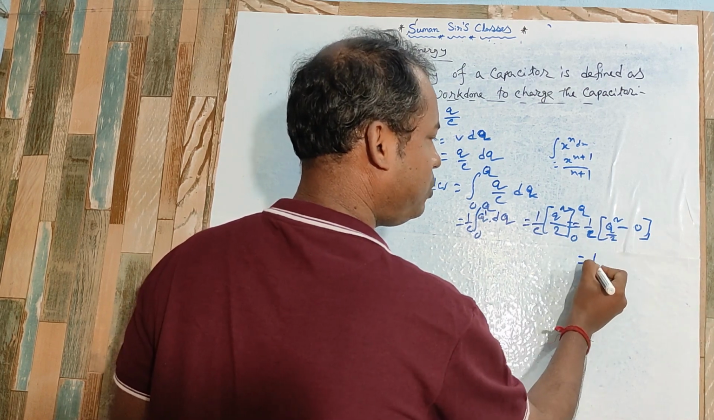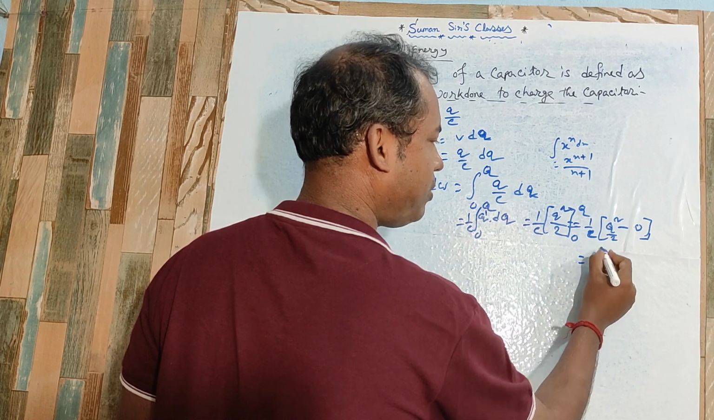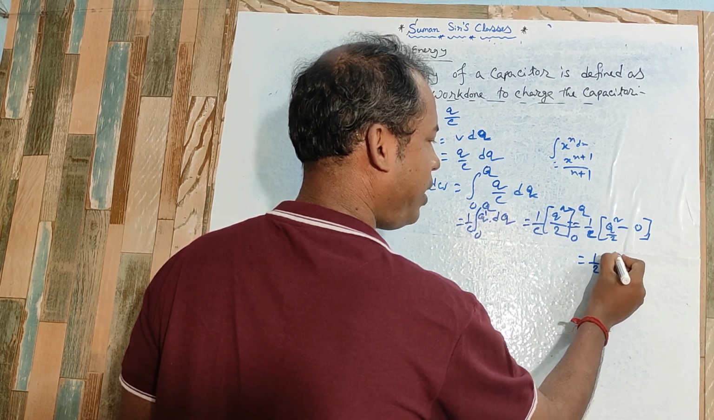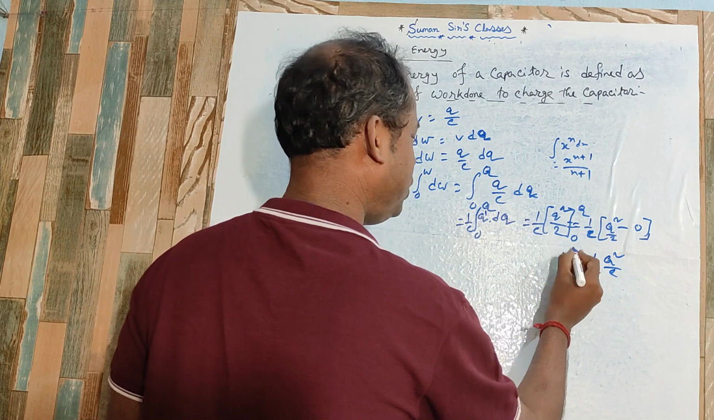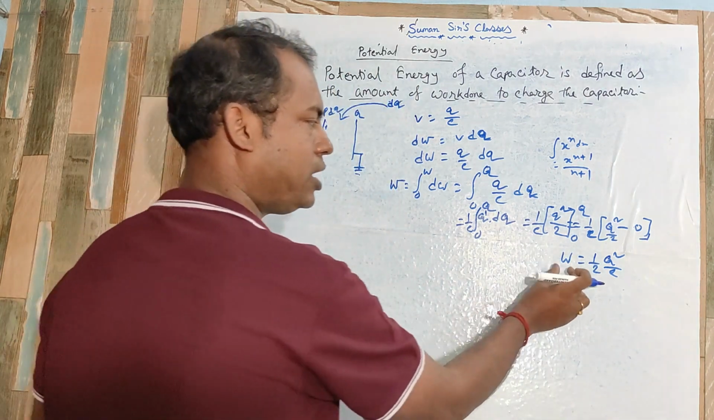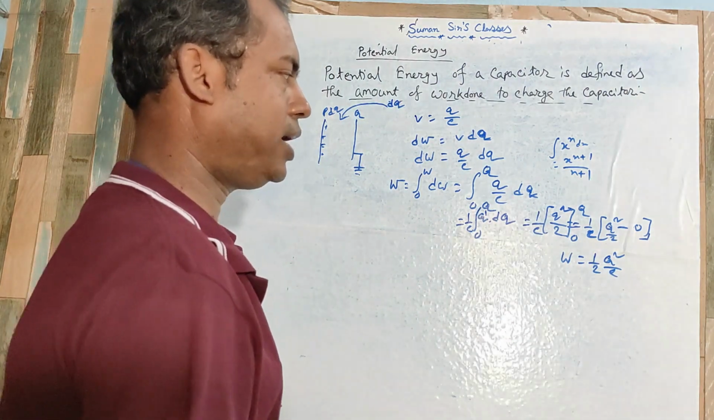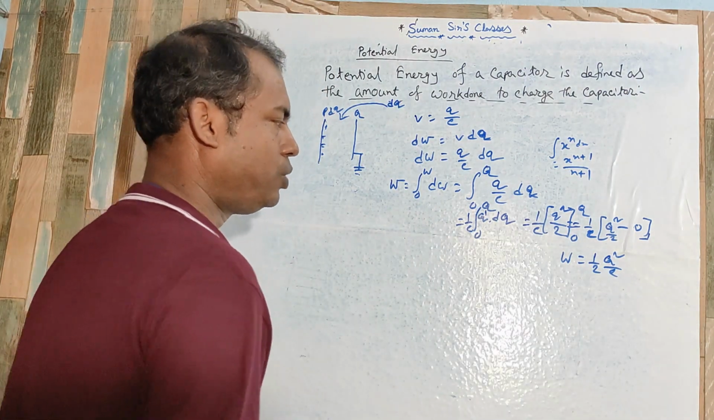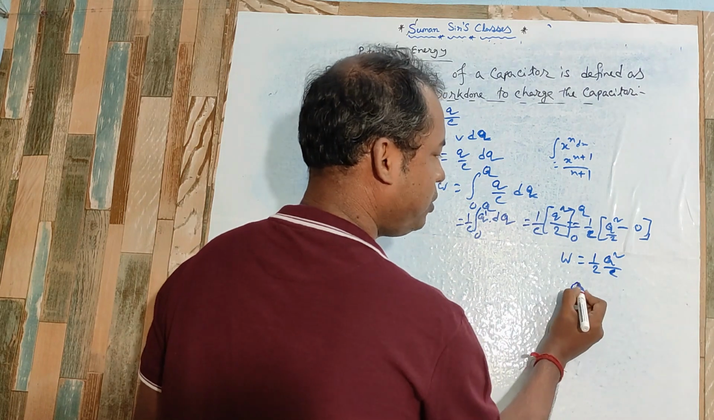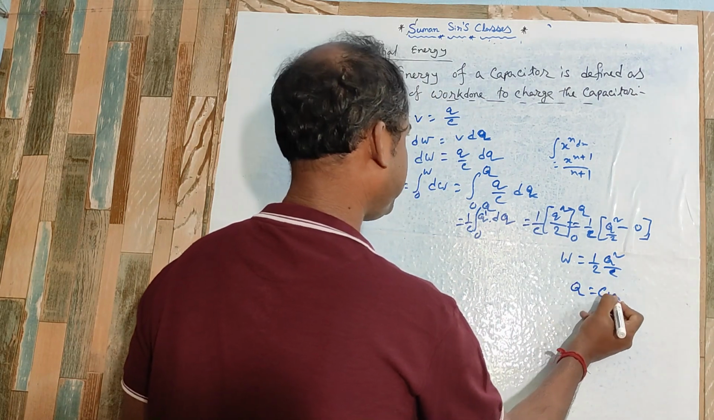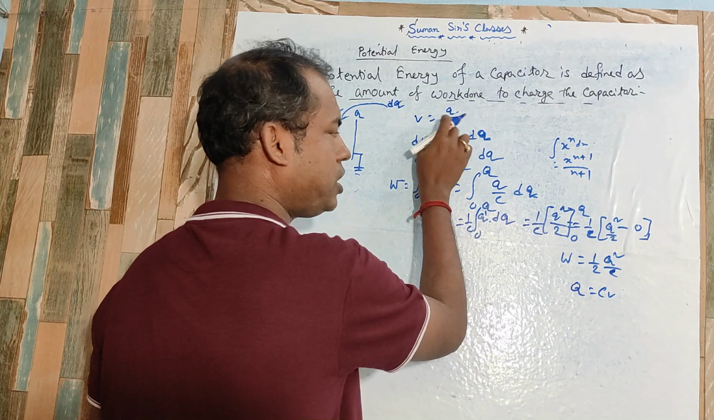So what is the value? That is 1 by C, 1 by 2 Q square by C. This is the total work done. So W equals 1 by 2 Q square by C. This is the total work done in this case. Now we know that Q equals CV. Okay, V equals Q by C, so Q equals CV.